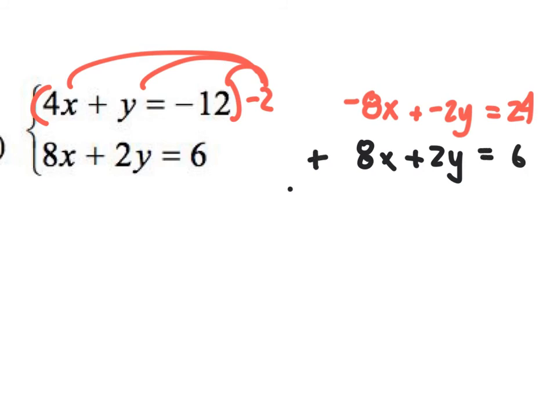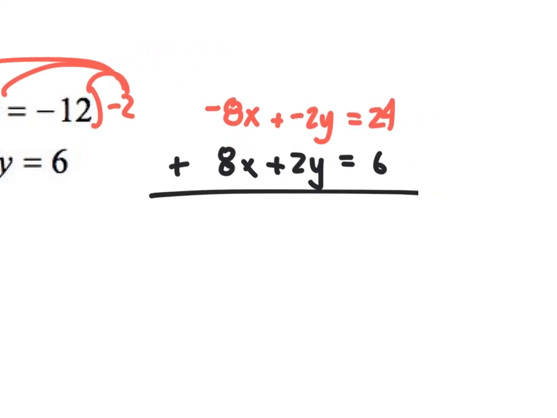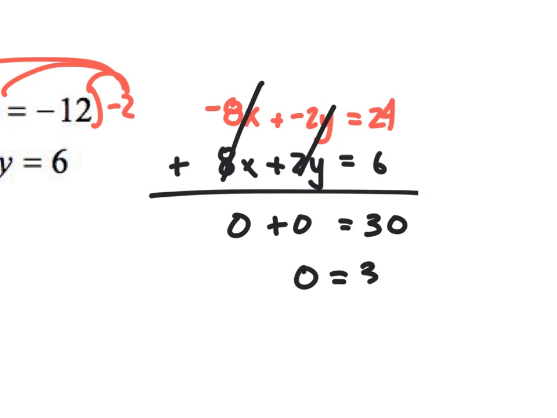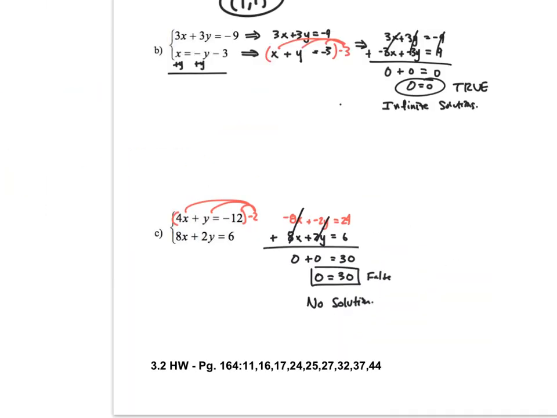If I add these together, my x's and y's are both going to cancel out, because they're opposites. Negative 8x plus 8x cancels out to 0. Negative 2y plus 2y cancels out to 0. And then I get 24 plus 6, which equals 30. So I get the statement that 0 is equal to 30. And this is a false statement. These two numbers are not equivalent. Because that's a false statement, I write that we have no solution. So pretty self-explanatory. Hopefully you've seen this before.